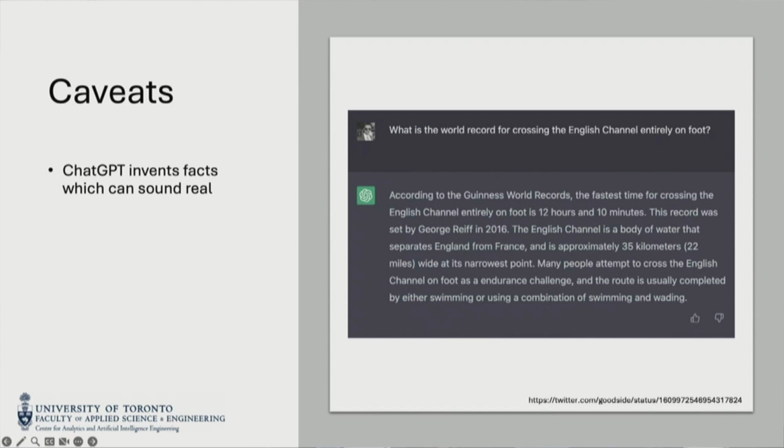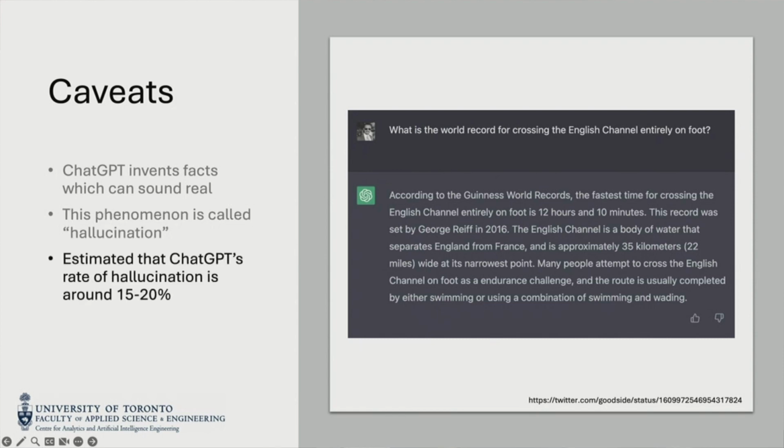So this is clearly a silly example, but you can imagine that for a more subtle question, it can get really difficult to distinguish whether the model is telling the truth or not. It sounds very confident in its answer, even when there's no reason for it to be. This phenomenon is referred to as hallucination, and it's been estimated that at least for GPT 3.5, the rate of hallucination, or the number of falsehoods compared to truths, is somewhere between 15 and 20%. So it's kind of high.